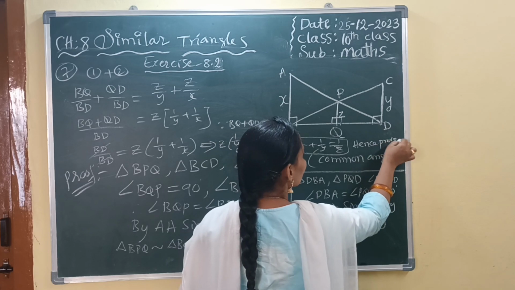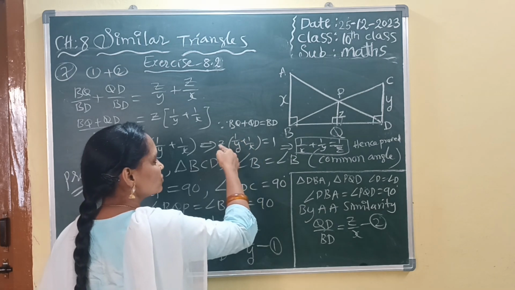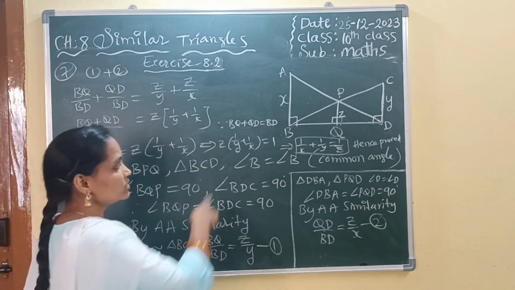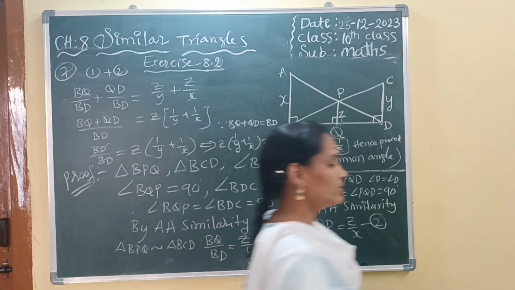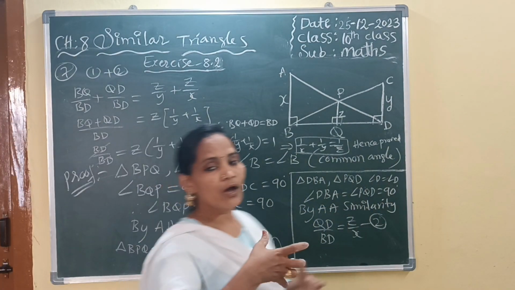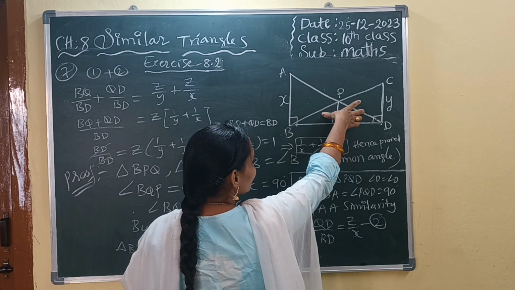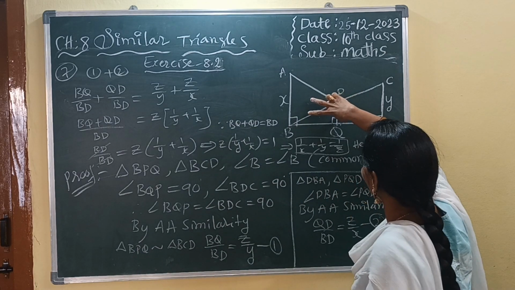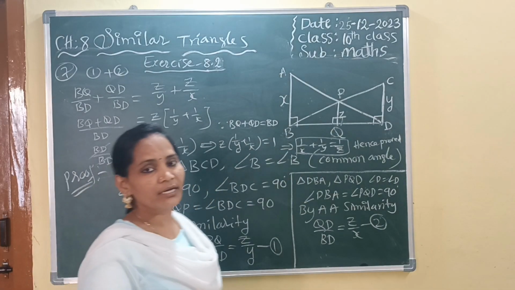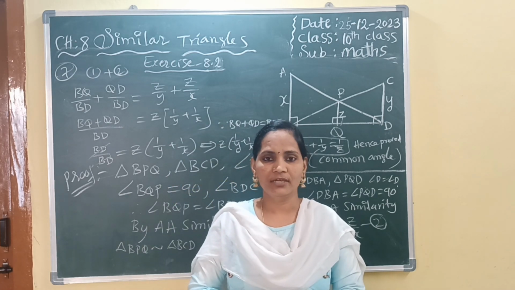Hence proved. So 1 by X plus 1 by Y is equal to 1 by Z. If you take Z across, the transpose of multiplication gives division. Very simple. Just observe the figure: on the right side two right angle triangles, and on the left side also two right angle triangles. From that, take AA similarity, take the ratio of corresponding sides, add the equations, and you will get the answer. Very simple, no?